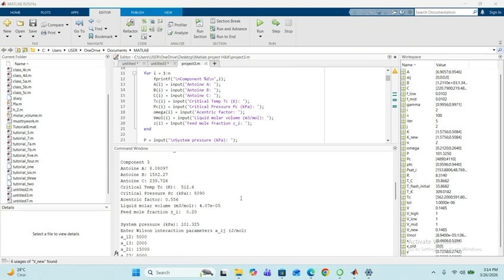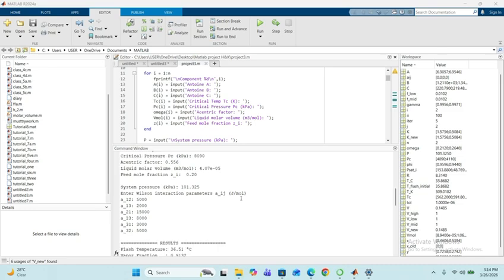After that, the user is required to input the Wilson parameters. The Wilson parameters describe how molecules of different components interact with each other, such as the interactions between component 1 and 2, 2 and 3, and 1 and 3, and in both directions.